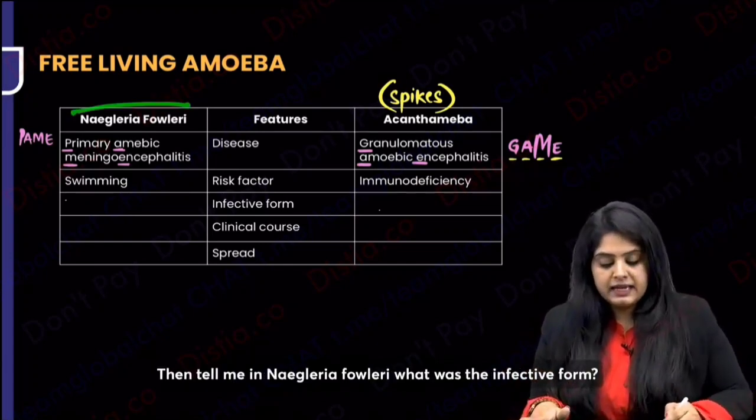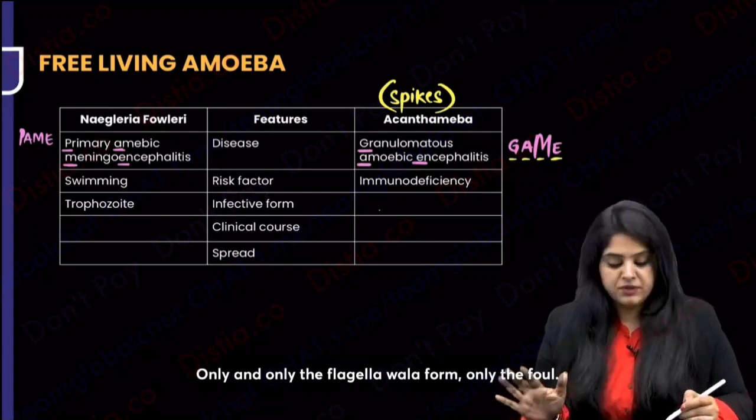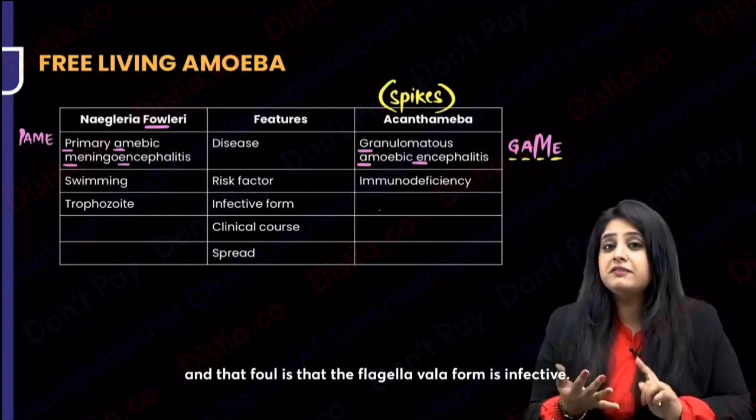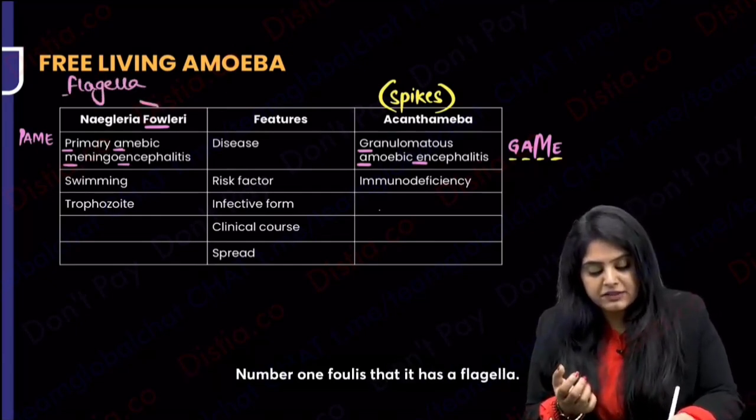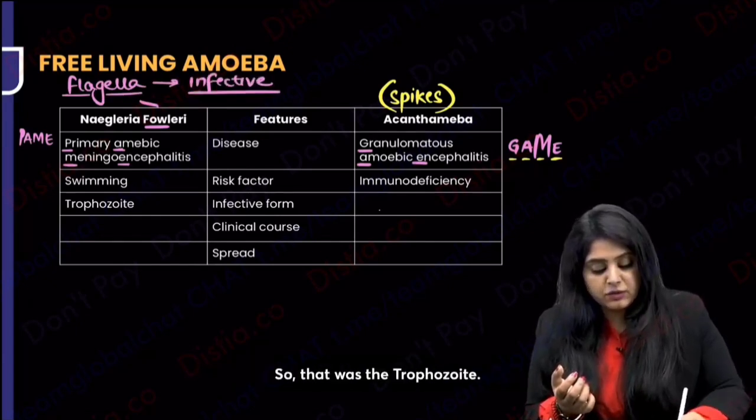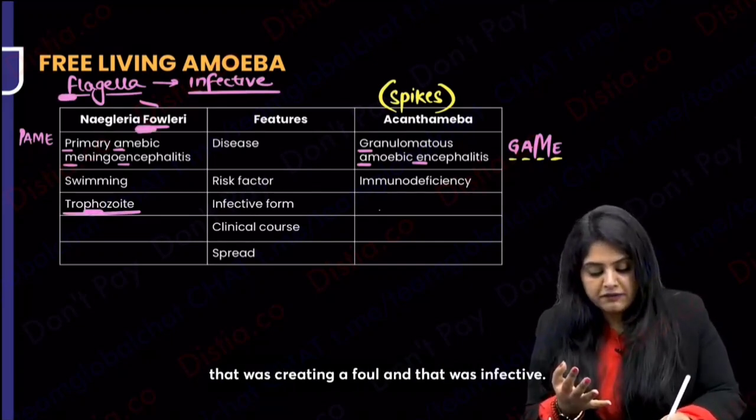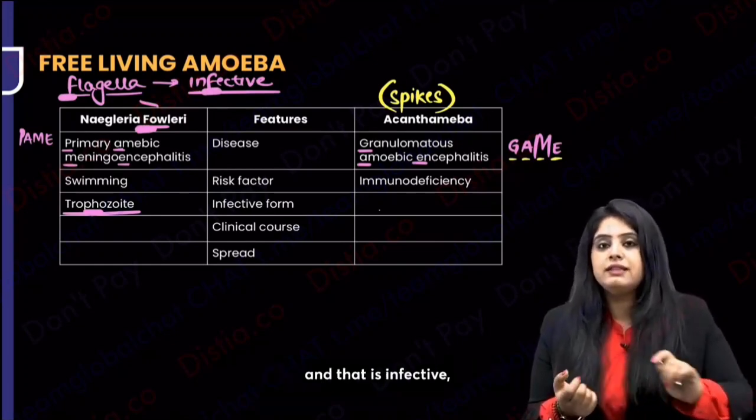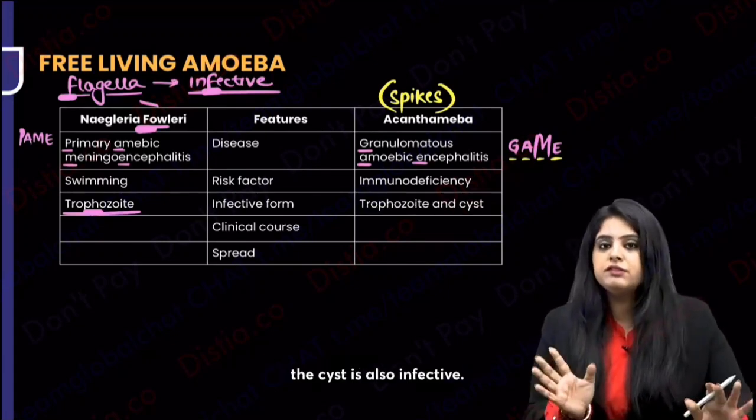Then tell me, in Naegleria fowleri, what was the infective form? Only and only the flagella form. Remember I said foul means it has a flagella, and that flagella form is infective. That is what we are doing again and again. Number one foul is that it has a flagella, and that flagella form is creating the foul. That is the one that is infective. So that was the trophozoite. The trophozoite had a flagella, that was creating a foul and that was infective. Whereas in acanthamoeba, everything is infective. The trophozoite is also infective. The cyst is also infective.